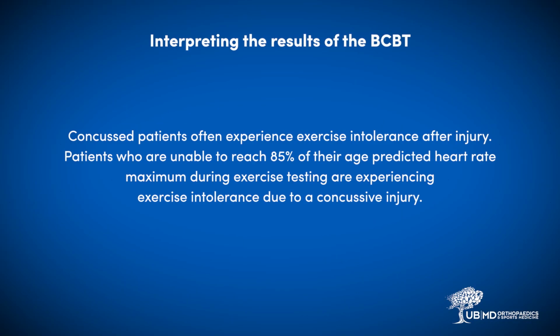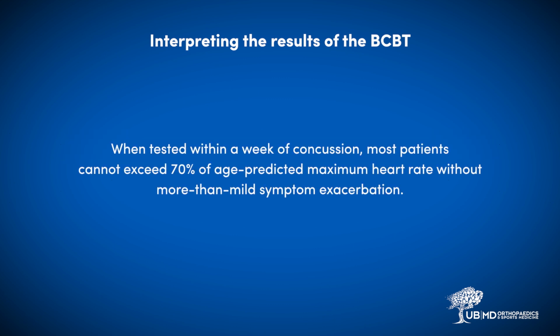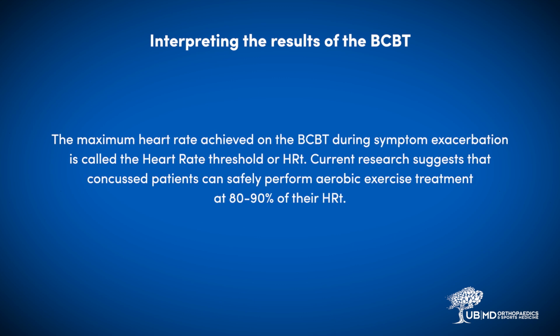Concussed patients often experience exercise intolerance after injury. Patients who are unable to reach 85% of their age-predicted heart rate maximum during exercise testing are experiencing exercise intolerance due to concussion. When tested within a week of concussion, most patients cannot exceed 70% of their age-predicted maximum heart rate without more than mild symptom exacerbation. The maximum heart rate achieved on the BCBT during symptom exacerbation is called the heart rate threshold, or HRT.